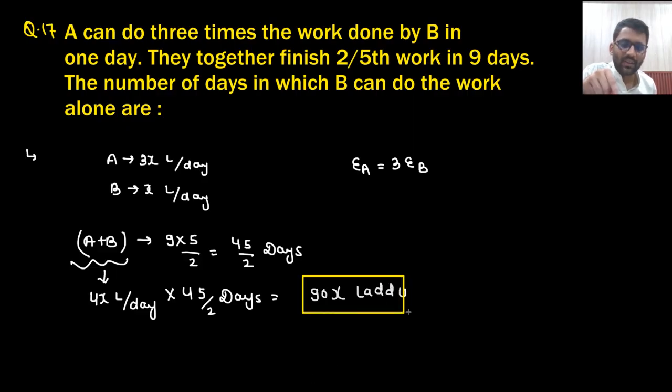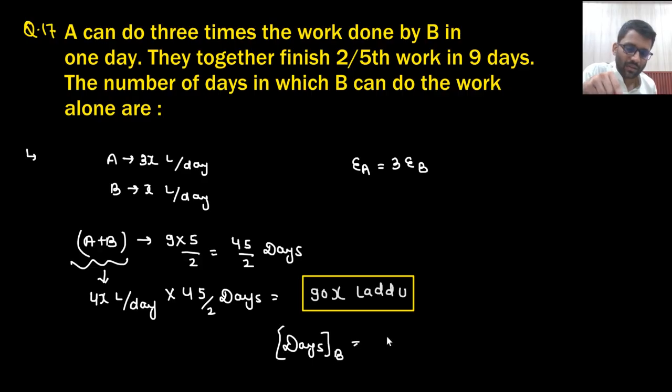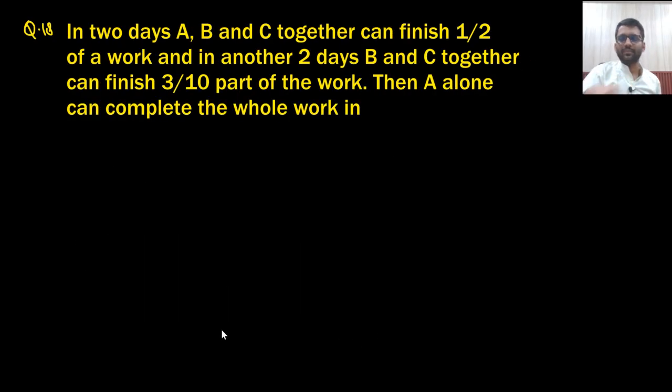And B is eating X laddu per day. So how many days will B take? Days taken by B would be 90x by X, that is 90 days. So days taken by B would be 90 days.